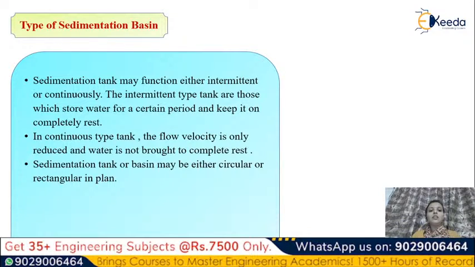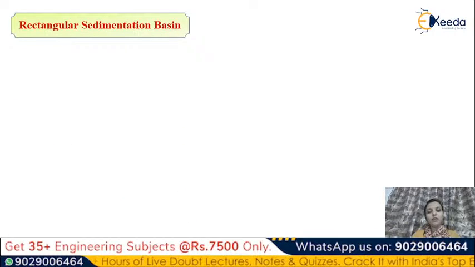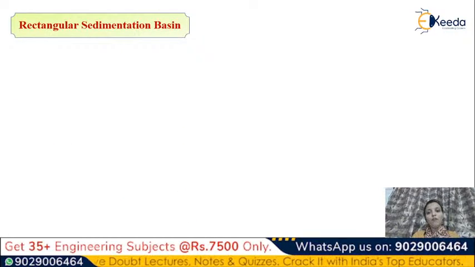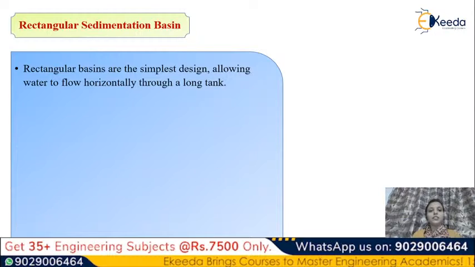Then the sedimentation tanks or basins may be either circular or rectangular, depending on their shape. Long narrow rectangular tanks with horizontal flow are generally preferred to circular tanks with radial or spiral flow. So whenever we go for the rectangular tank, the direction of flow is horizontal in nature, and whenever we go for the circular sedimentation tank, the flow is either spiral or radial. So let's see the rectangular sedimentation basins.